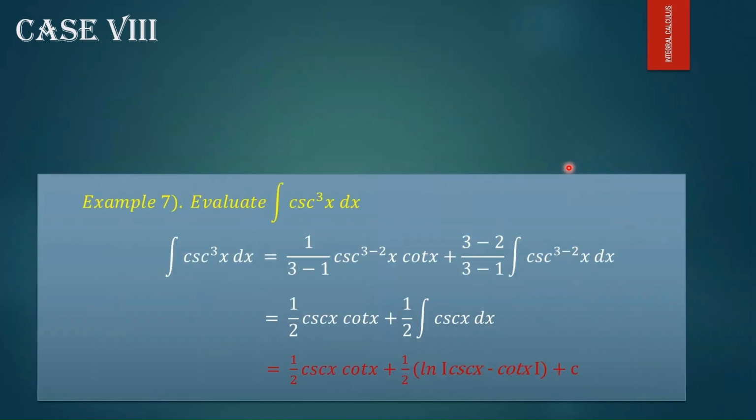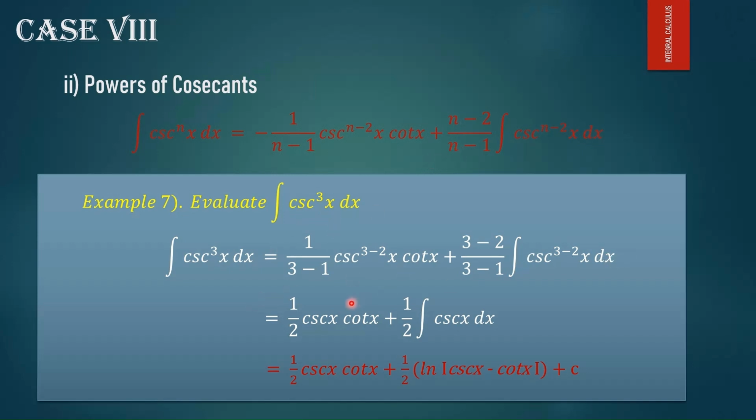We can also use the power reduction formula for cosecant. So this is the formula. Let us try this example. Evaluate the integral of cosecant cube x. Using the formula, we just replace n with 3.